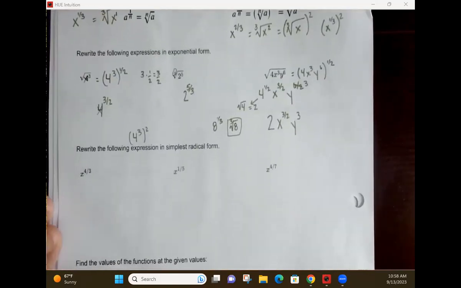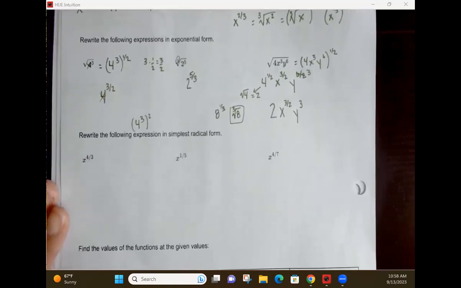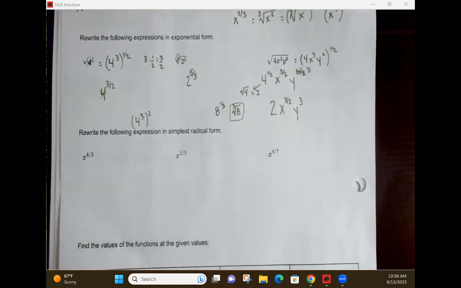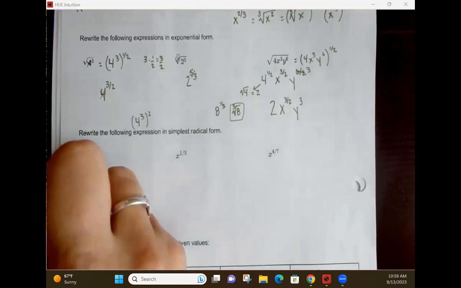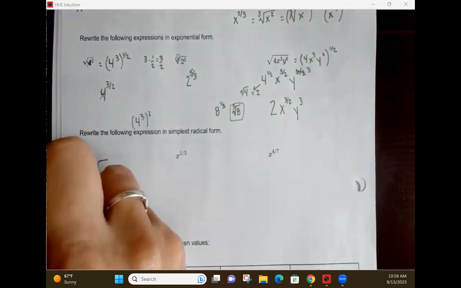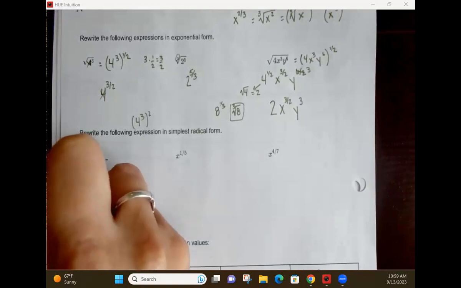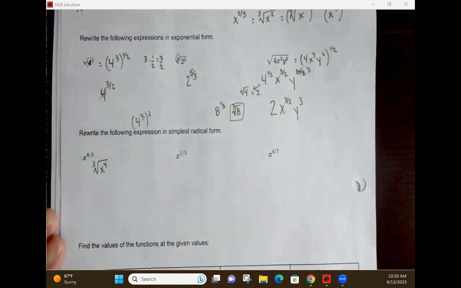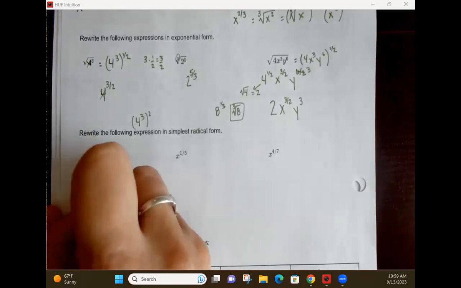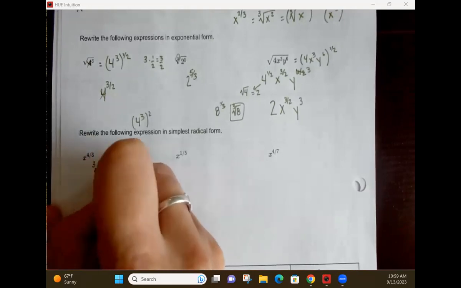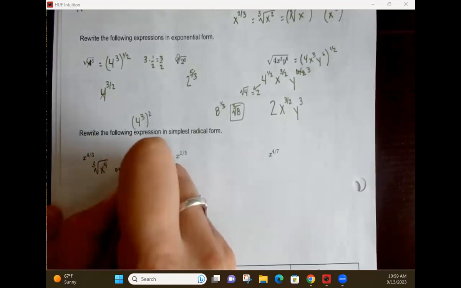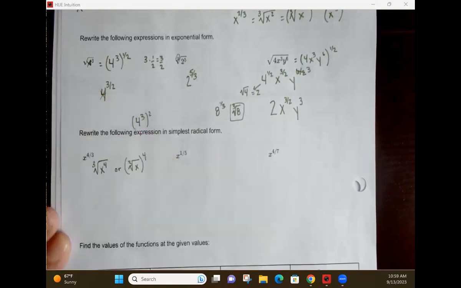So we took our roots and wrote them as exponents. Now we're going to take our rational exponents and write them as roots. We can go one way, we can go the other. So here this would be a cube root of x to the 4th, or the cube root of x all to the 4th power. Those mean the same thing.